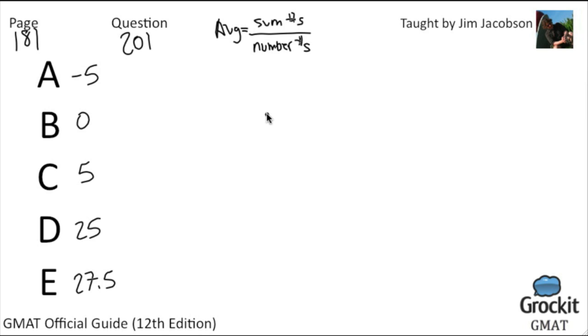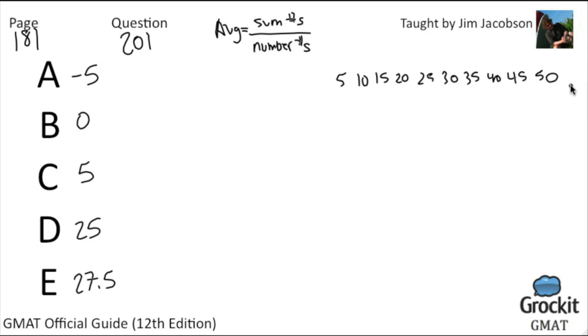What is the set we are talking about? We are talking about the first 10 positive multiples of 5. So those numbers are 5, 10, 15, 20, 25, 30, 35, 40, 45, and 50. First 10 positive multiples of 5.